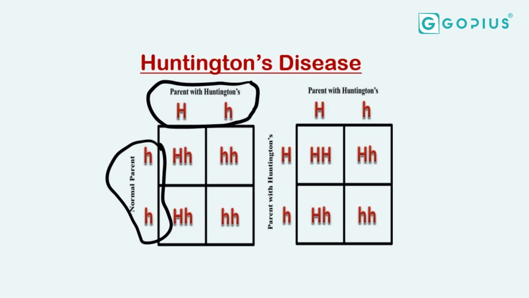So, the one with small h, if you cross it with the capital H, you have an offspring that is suffering from Huntington's disease. Small h with small h, this is a normal individual. Small h with capital H, this is a sufferer of Huntington's disease. Small h with small h, this is a normal individual. So we have 50% normal individuals in this cross and 50% people suffering from Huntington's disease later in life. Let's look at another cross.